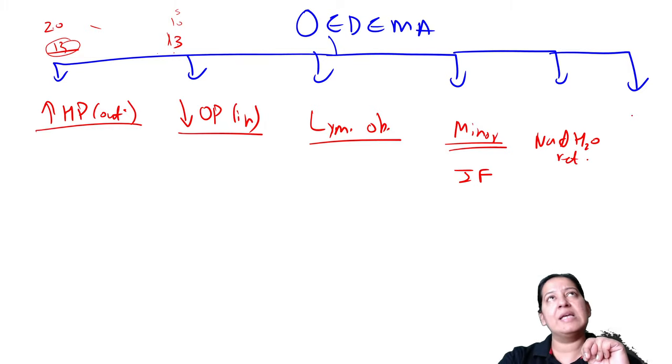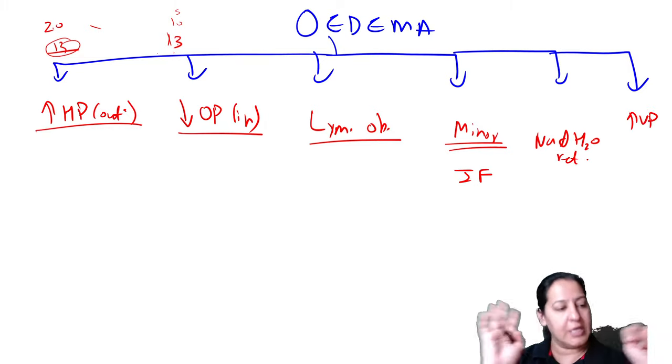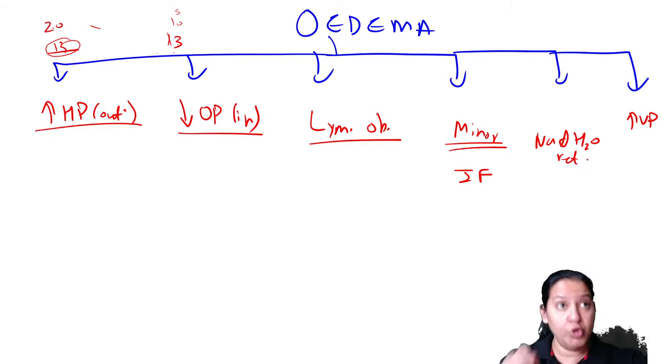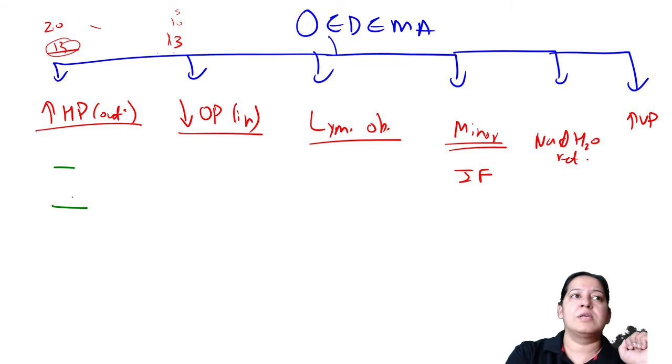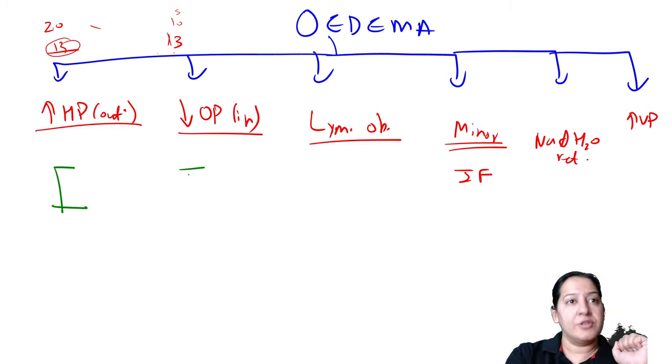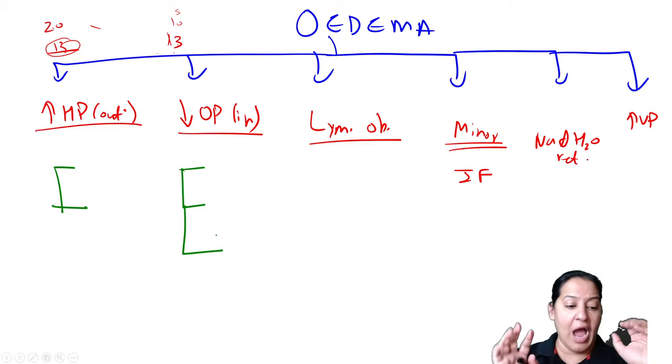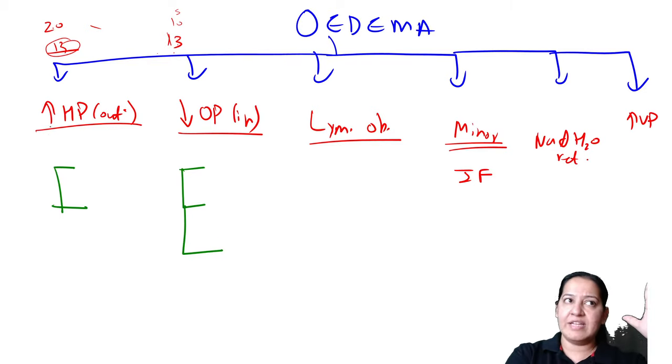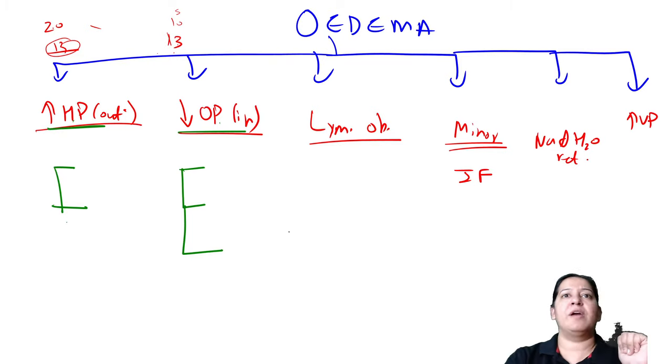And the last one is increased vascular permeability. Now, you tell me the two causes of increased hydrostatic pressure, the three causes of... I'm waiting. You have to tell me, Rishinika, Varun, anyone. So write down, start writing the two causes of increased hydrostatic pressure, the three causes of decreased osmotic pressure, the three causes of lymphatic obstruction.